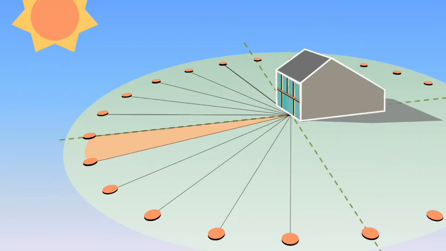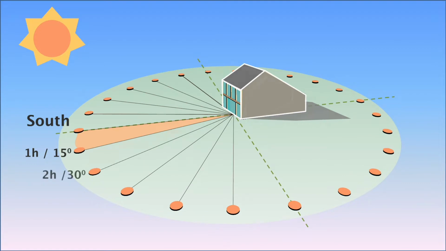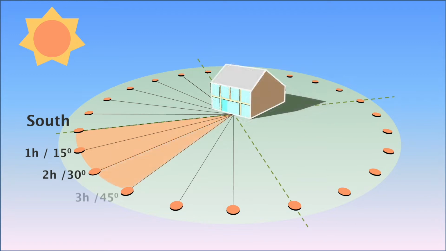For winter heating, we want our glazing to offer a net energy gain. That is, we want to gain more heat energy when the sun is out than we lose when it is not. So, if we face off of south 1 hour or 15 degrees, we lose 5% of what we could have gained if we faced due south. Moving off by 2 hours, or 30 degrees, we lose 15%. By 3 hours, or 45 degrees, we lose 35%. We have now lost 1/3 of our potential gain.